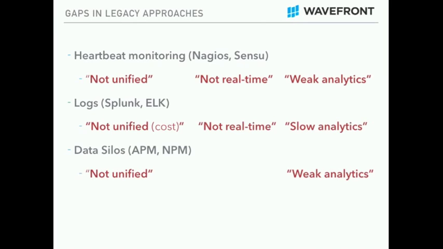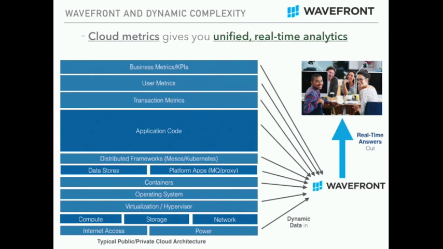What if you could fix all 3 of these gaps with one product? A product that allowed for unified data with real-time analytics. Well, we have that technology, and it's called Cloud Metrics. Cloud Metrics allows you to see all of your data across your entire cloud. Here's a typical cloud architecture with conceptual layers. Everything from the basic network access and power up through compute and storage to containers, data stores, and your application code, all the way through transaction, user, and business metrics, your KPIs.